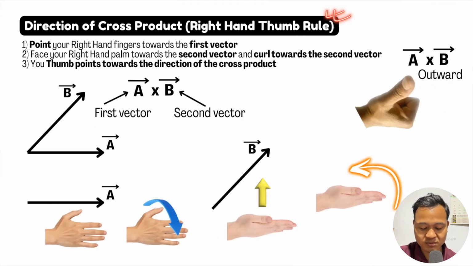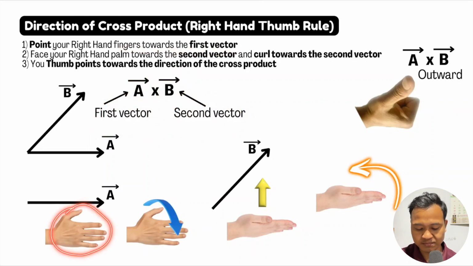So let's see the direction of the cross product using the right hand thumb rule. Suppose you have any two vectors, a and b. How do you find the direction of a cross b? There are three steps to follow. Step number 1: use your right hand and point your fingers towards the first vector. If you write a cross b, the first vector is a.